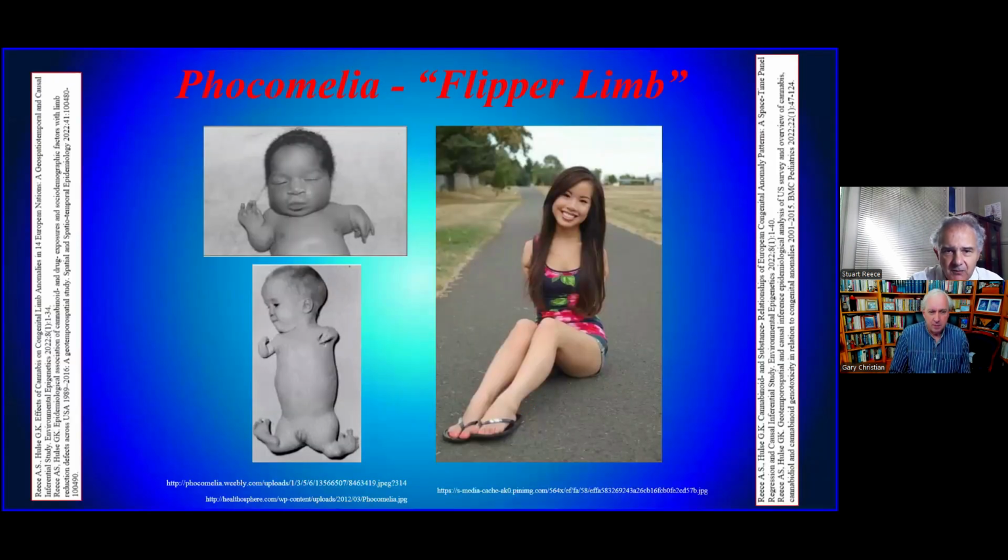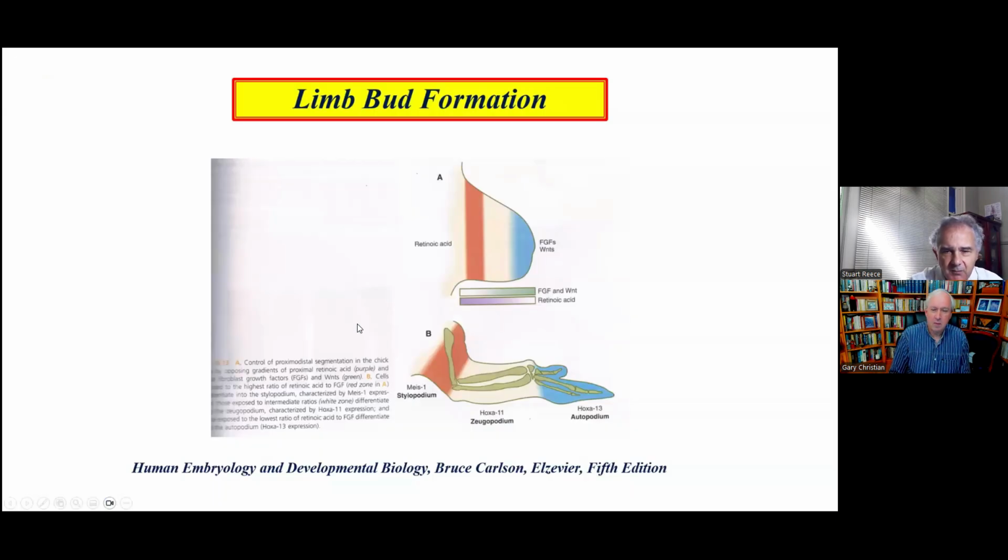Now, this is a picture of phocomelia or flipper limbs. See, the upper and lower parts of the arm are missing, and the hand attaches directly to the shoulder and the legs. Similarly, these are internet pictures. And this is a picture of a normal limb development. And this is the limb bud starting to form.